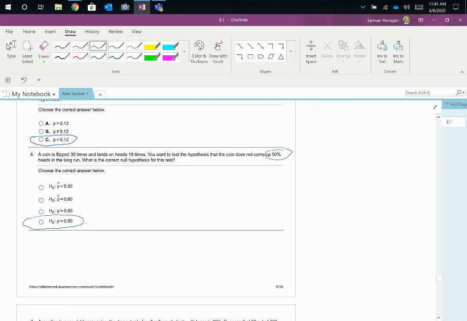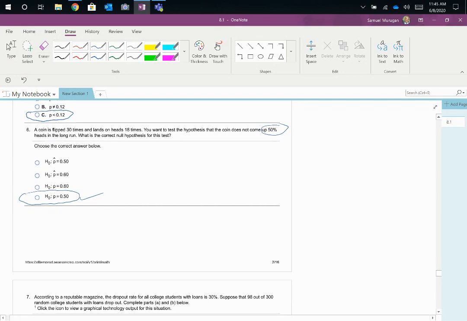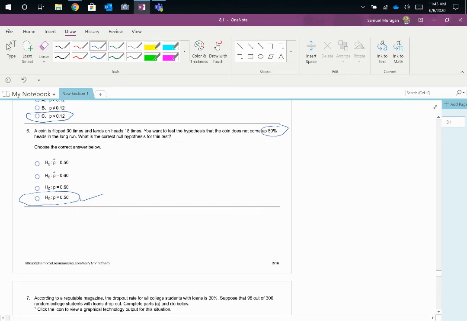So this would be your null hypothesis. You have to prove that wrong. And in this case, 18 out of 30, so the person did prove that the null hypothesis is incorrect, but we're not going to get into that yet. Okay?